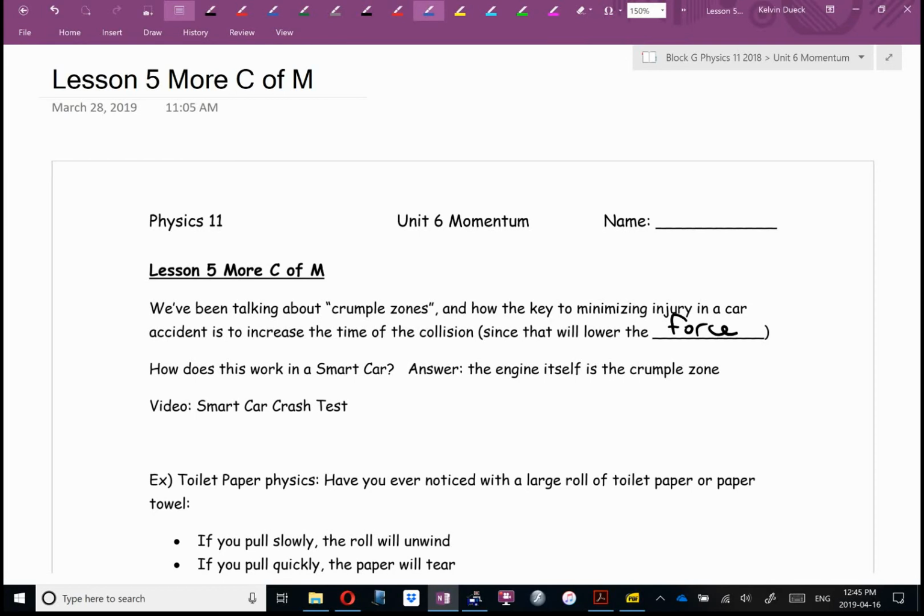What about for something like a smart car where there's just not much room to make a crumple zone? The engineers thought of that, and what they did is they turned the engine into the crumple zone.